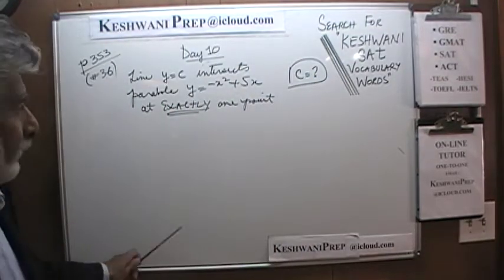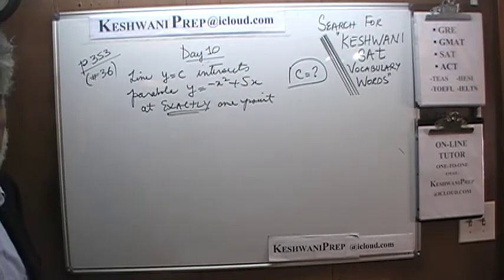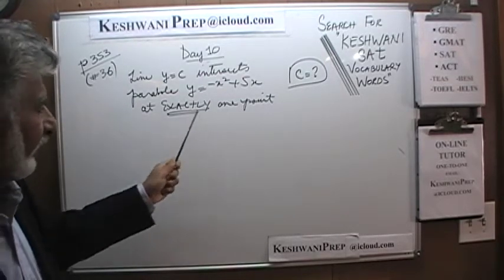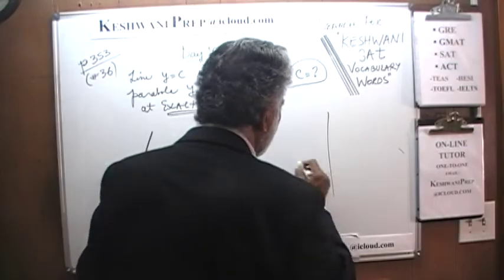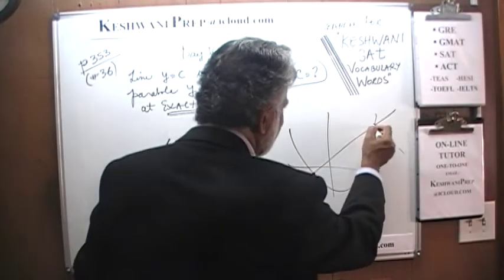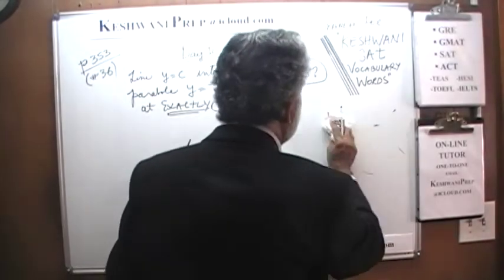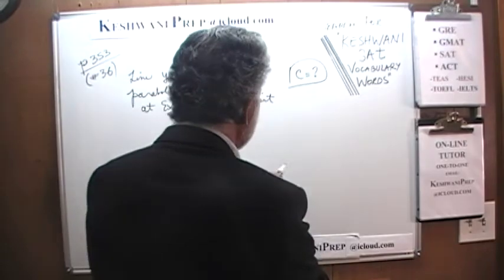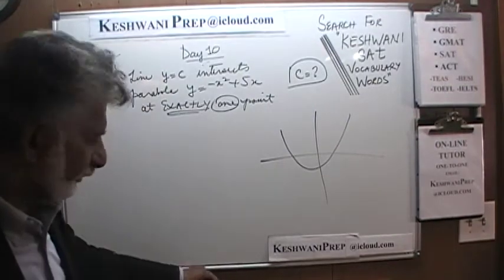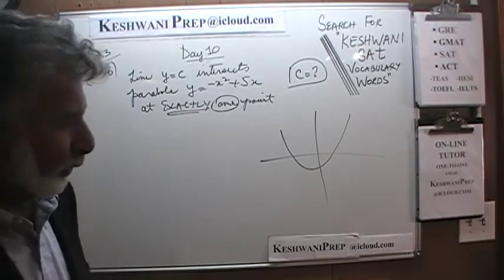If this line intersects this parabola at exactly one point, for that to be true, what's the value of c? Now the reason why they say it intersects the parabola at exactly one point is because typically when we have a parabola, it doesn't matter what it looks like, and there's a line going through it, it typically crosses through two points. But this time we have a situation, we don't know what it is, it could be anything, so I'm just going to draw a parabola. It makes no difference where you put your axis, and we can show a couple of situations where the line will intersect the parabola at one point.